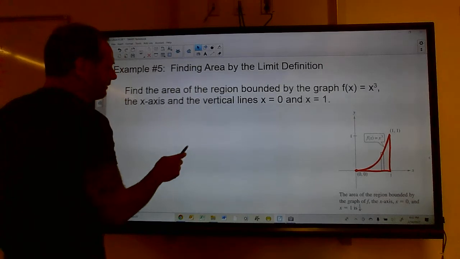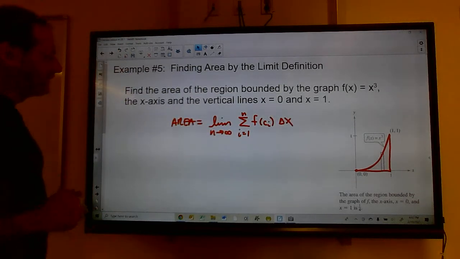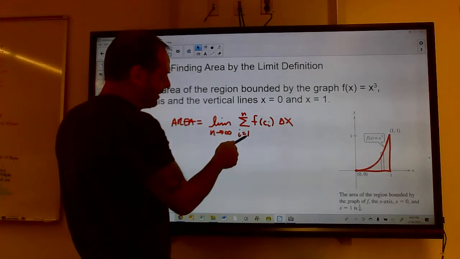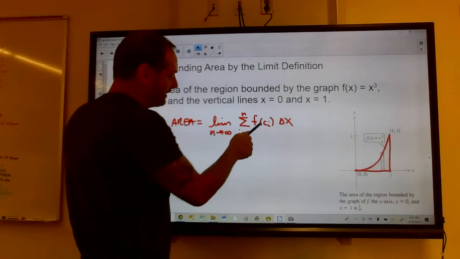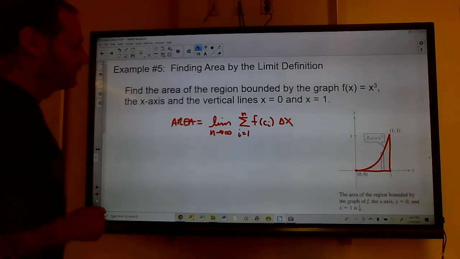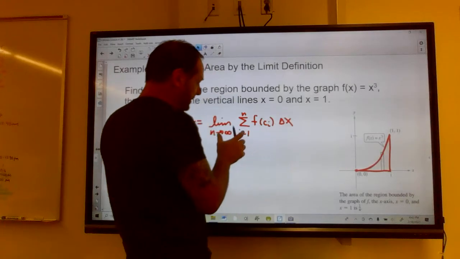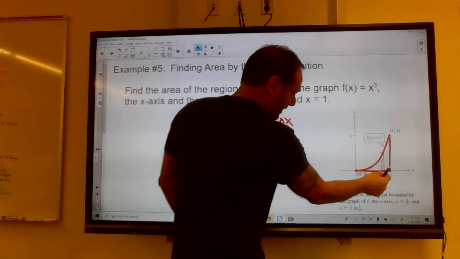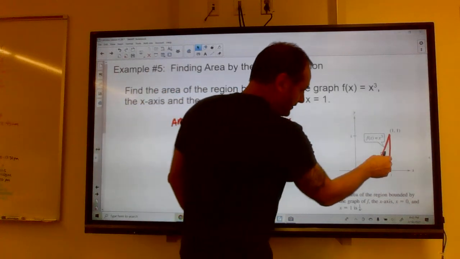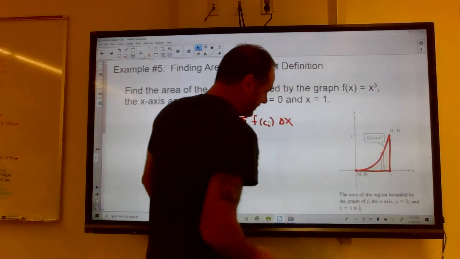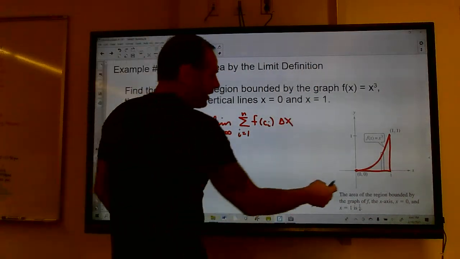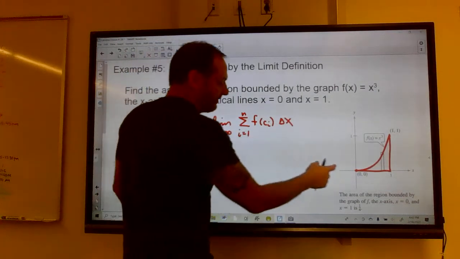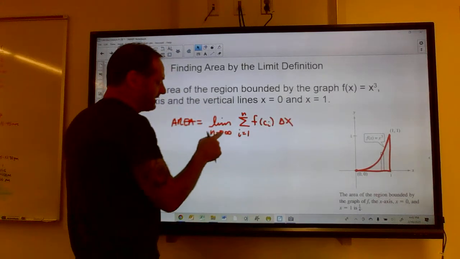Okay. So the first thing that we're going to do, the area is going to be the limit as n goes to infinity of the sum from i equals 1 to n of f of c sub i times delta x. Basically what this says is I'm going to take the base, that's the width of that rectangle, times the height. Here's f of c, so here's c down here, here's f of c, it's on the curve. I'm going to take all those rectangles and add them up from 1 to n. So I'm going to divide this into n intervals. And then I'm going to take the limit as n goes to infinity.